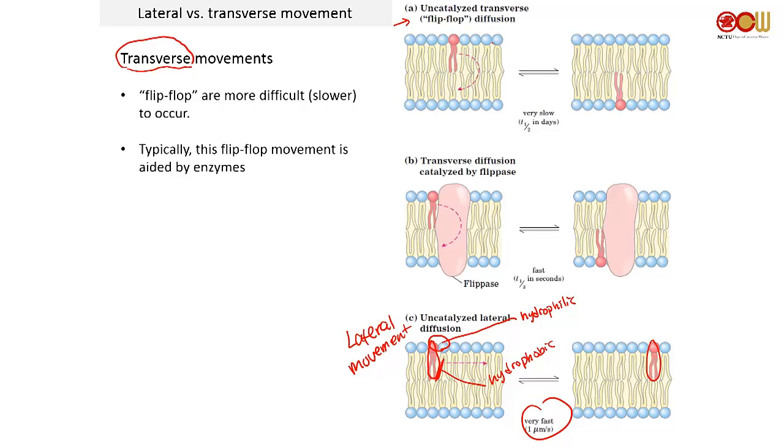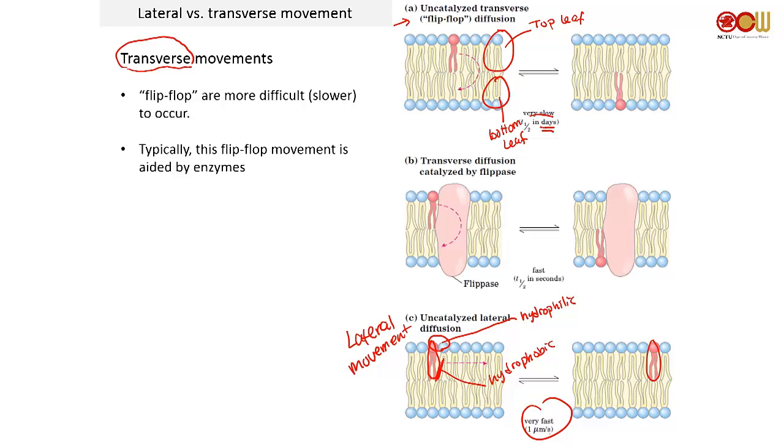So we're going to call this the top leaf, and this is the bottom leaf of the lipid bilayer. If you want to go from top to the bottom, this is a very, very slow process. The half-life, the time constant, is in days. This one is in seconds, that one is in days. So it takes a long time for it to move like that.